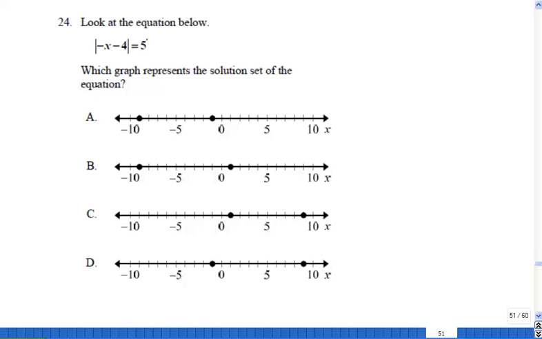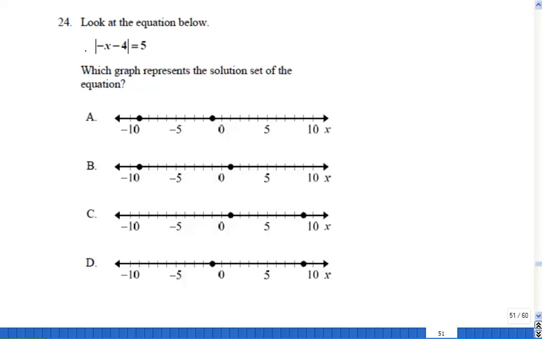Number 24, look at the equation below. Absolute value of negative x minus 4 equals 5. What should we do here? Which graph represents the solution set of the equation? We have to figure out which graph may represent the solution set of the given equation.